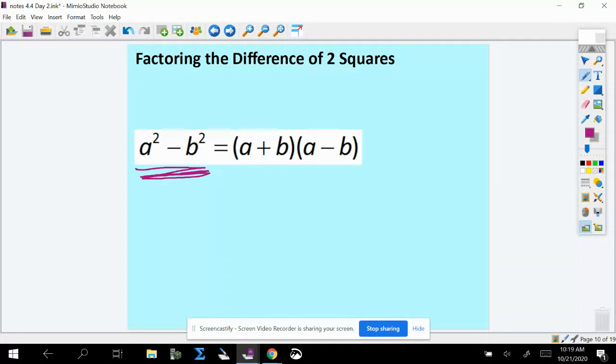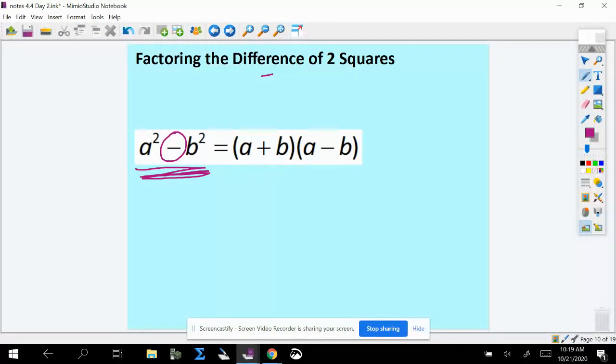They will always have a minus sign between the terms. That's where the word difference comes from. The word difference means subtraction. And everything that you are working with is going to be a perfect square. So perfect squares are things like 9 or 25 or 36. Or your variables could be perfect squares like x squared and y squared.